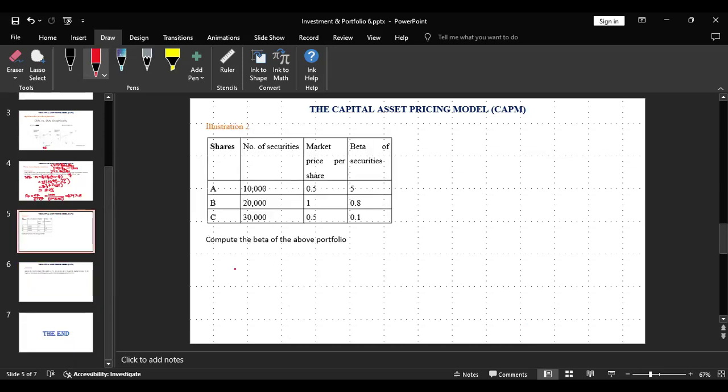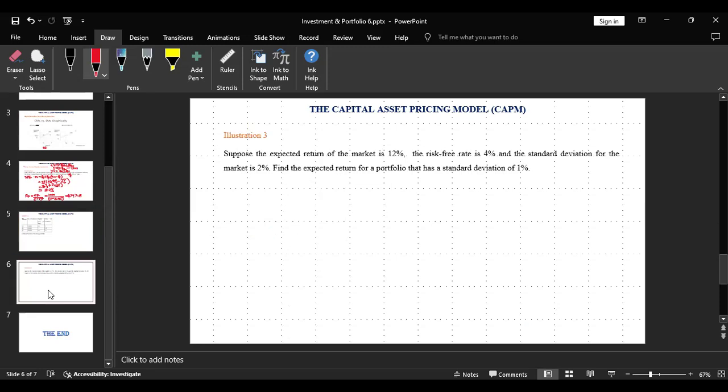Our next question, illustration 2, is saying that... but before we come to the illustration, let me solve this one. Okay, let's solve this question. Suppose the expected return of a market is 12%. The risk-free is 4%. Standard deviation for the market is 2%. Find the expected return for a portfolio that has a standard deviation of 1%.